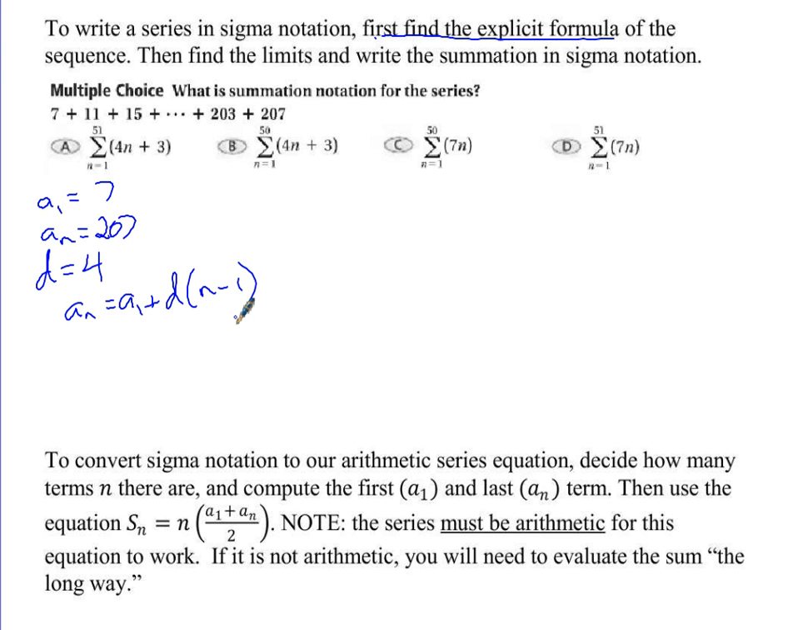Now substitute everything in. So we have what? A sub n equals, times n minus 1. But what is a sub n? 207. So we can use this now to find out the number of terms, which we have to know.